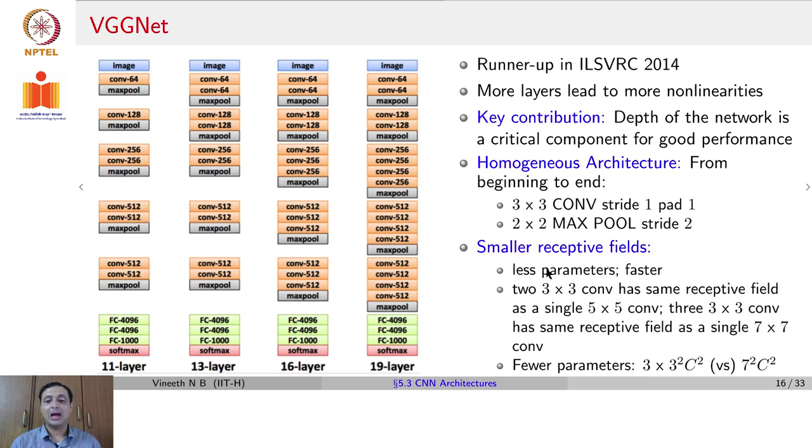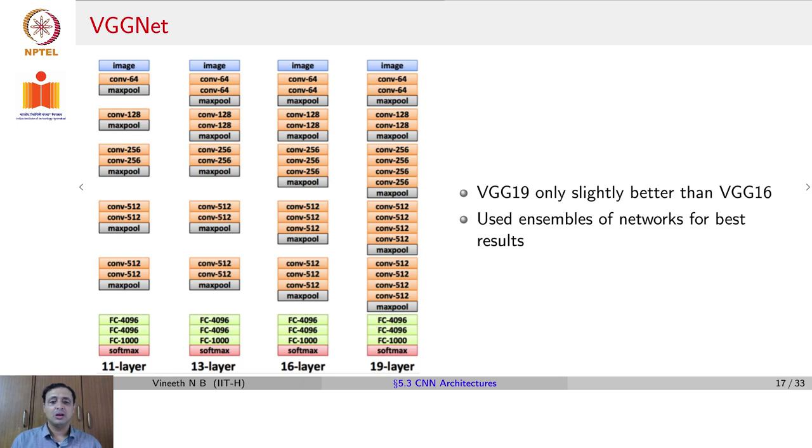Importantly, as we said, it would have fewer parameters. If you took a single 7 cross 7 convolution, you would have 7 square C square parameters. 7 square is 49 C square. Whereas if you had three 3 cross 3 convolutions arranged in sequence, you would have 3 into 3 square C square parameters, which would be 27 versus 49. So this would have fewer parameters than doing a single 7 cross 7 convolution.